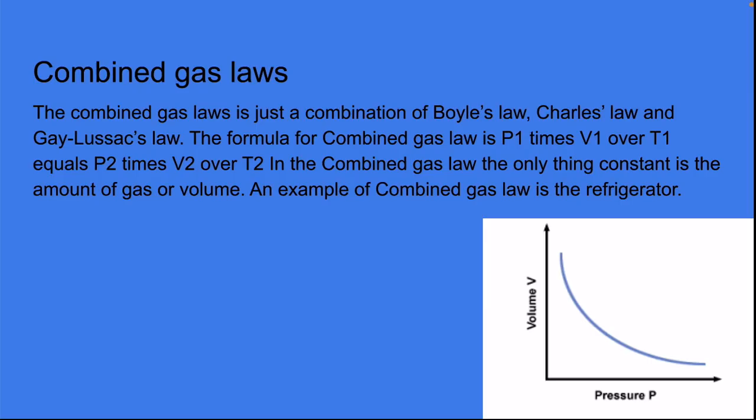Combined gas laws. The combined gas law is just a combination of Boyle's law, Charles' law, and Gay-Lussac's law. The formula for the combined gas law is P1 times V1 over T1 equals P2 times V2 over T2. So pressure times volume over temperature. In the combined gas law, the only thing constant is the amount of gas. An example of the combined gas law is a refrigerator.